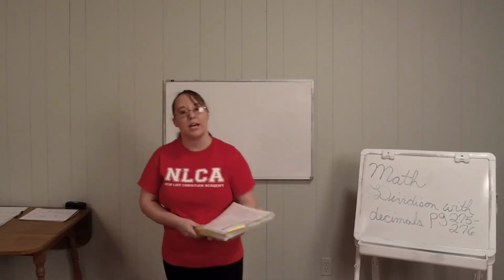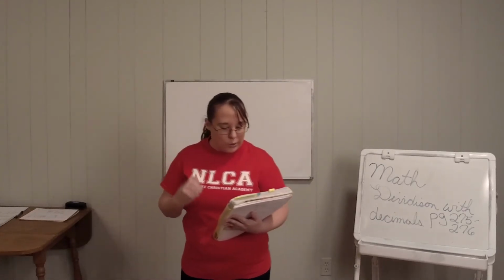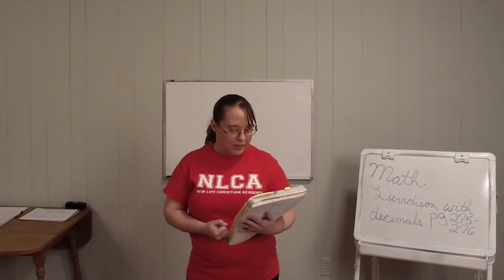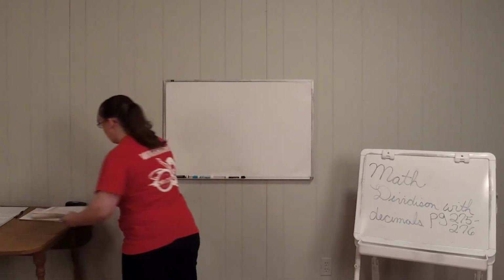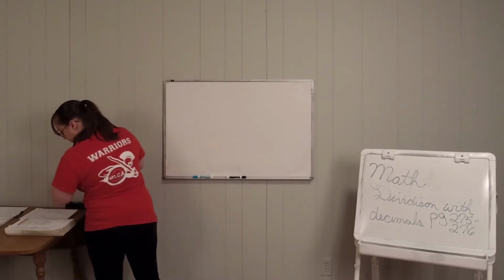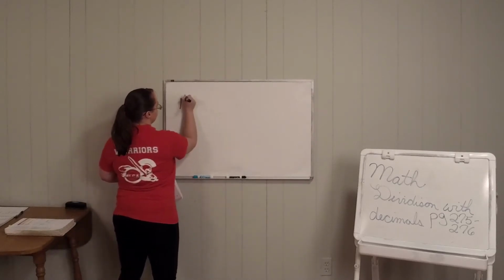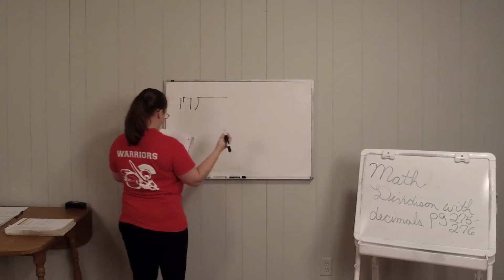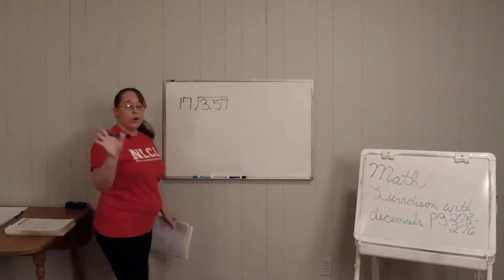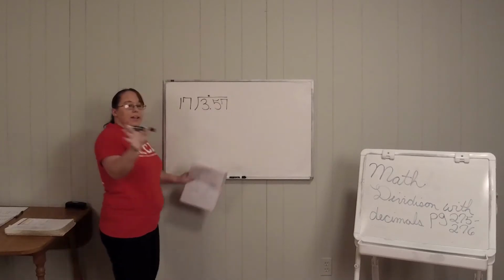So we're on page 275 in your math book, and it's division with decimals. When dividing a decimal by a whole number, place the decimal point in the quotient directly above the decimal point in the dividend. So here's your example. Before you divide, all you need to do is put the decimal right above it and divide normal.